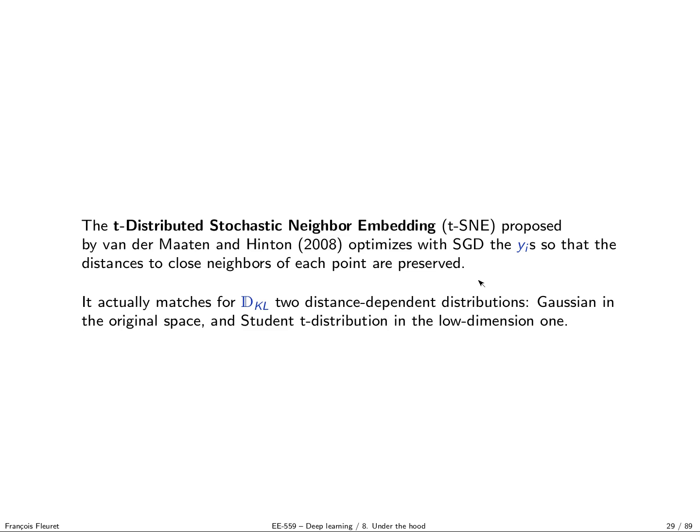But in the end, to summarize, you take your x's in high dimension and you optimize your y's in low dimension so that the distribution of points around any point is kind of preserved.